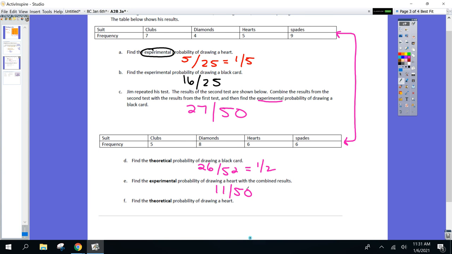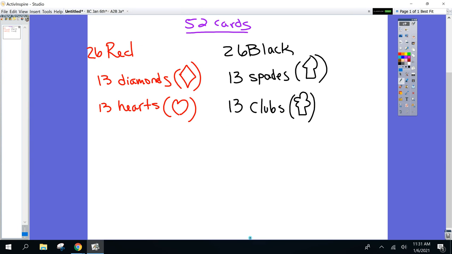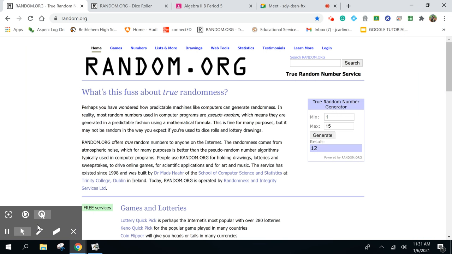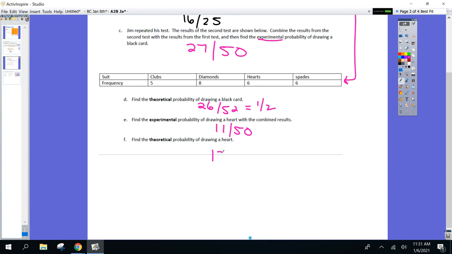All right. How about in part F, theoretical probability of drawing a heart? Theoretical probability of drawing a heart, everyone. Not based on the experiment, what should happen. Colin, how many hearts in the deck? 13. Out of how many in the whole deck? 52. Yep, and that reduces down to 1/4, everyone. 1/4. Okay, everybody all right?